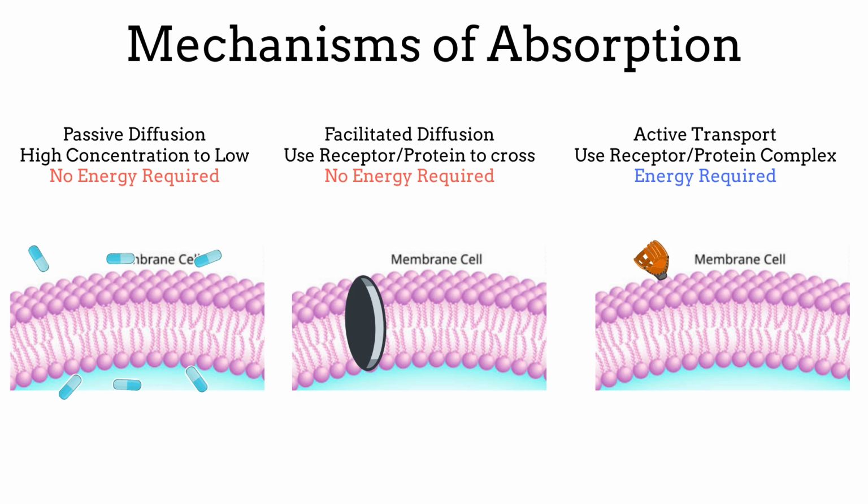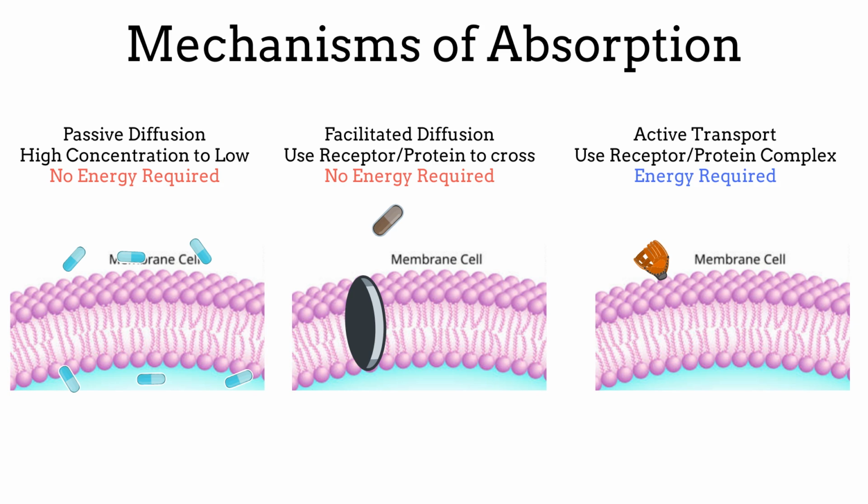At the cellular level, we look at the mechanisms of absorption. How does the drug cross the membrane? First, we have passive diffusion. This is when a drug moves from a high concentration to a low concentration to establish equilibrium. In this case, no energy is required.